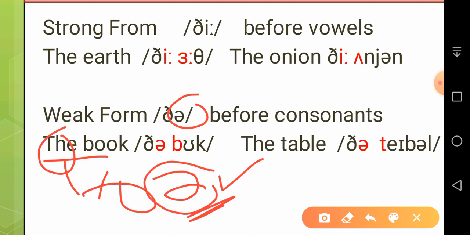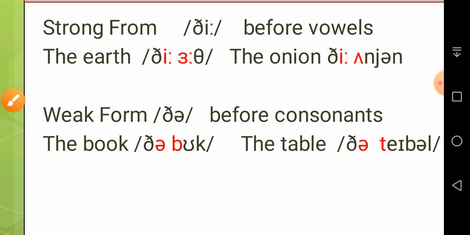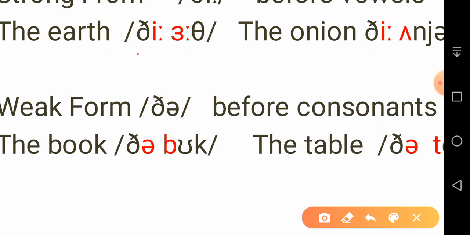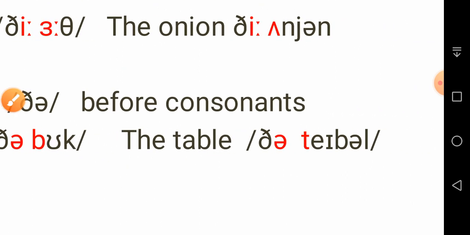Why is this schwa used? To reduce the syllable size, okay. So when we say the strong form, its syllable is a bit elongated, but when we say the weak form, the syllable has been reduced. Reduction of syllable is achieved with the help of this schwa sound, okay. Now see, the book. Here is a consonant, so before a consonant we use the weak form, the book. So now we won't say the strong form, we will say the weak form. The table, okay, the table.